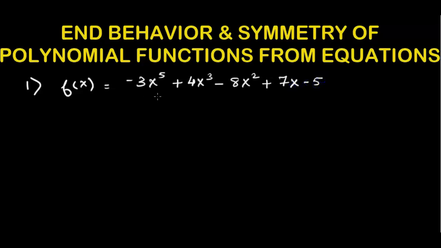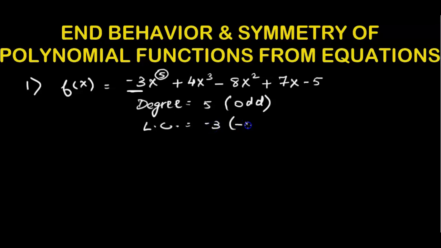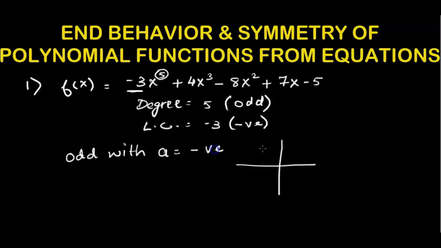If we need to write down its end behavior, what we have to do is just check the degree. The degree is 5, that means it's an odd degree function, and check its leading coefficient. The leading coefficient is negative 3. We just need the sign of the leading coefficient, and it's negative. Now we know an odd degree function with a negative leading coefficient would lie in the second and the fourth quadrant. This is the most important thing to remember from the previous lesson.